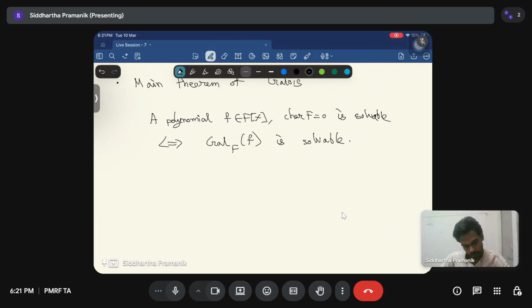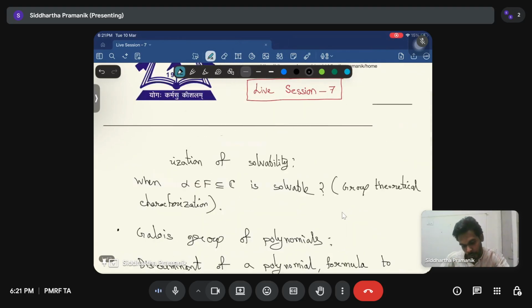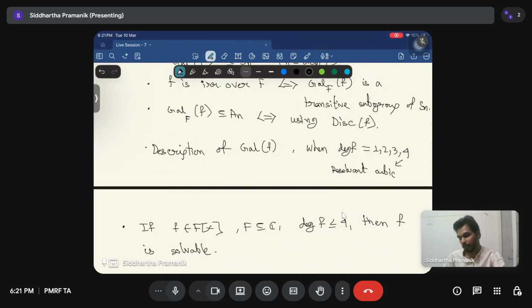Okay, so let's move on. We have seen how to define the discriminant of a polynomial, right? But we don't know much about how to compute the discriminant. So let us talk about those things.